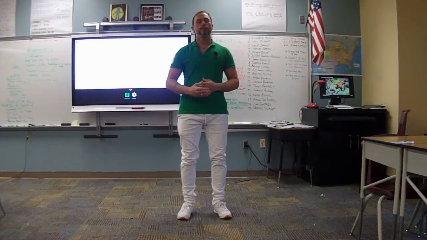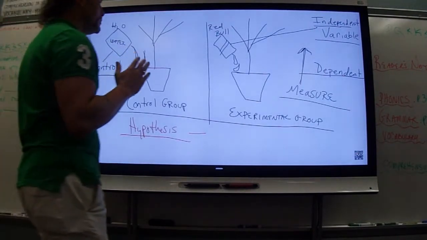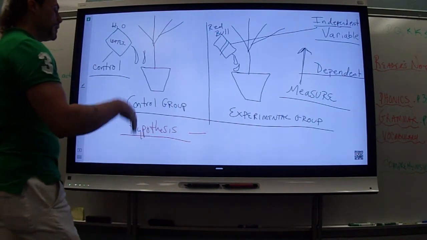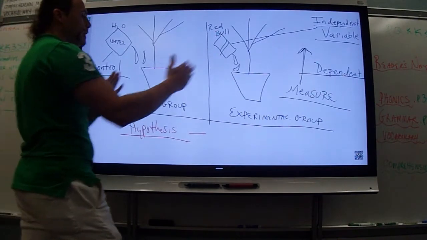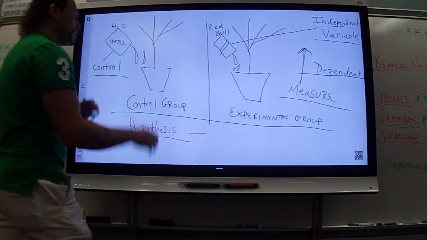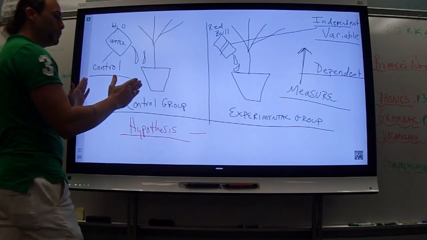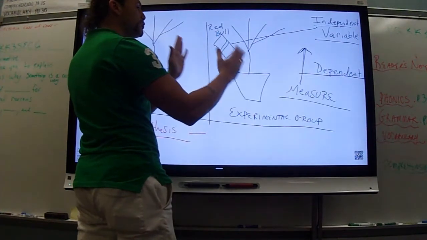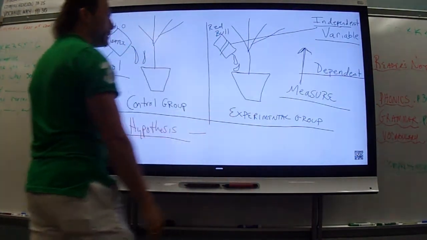So this video is a nature of science review. Okay, the nature of science. We have an experiment, and this experiment has two sides to it: the control group and the experimental group. The control group is where nothing changes. Everything is normal. The experimental group is where we do something strange, something different, to cause a change.